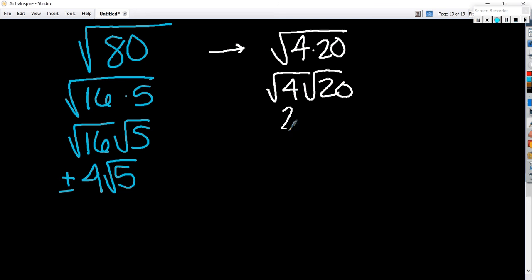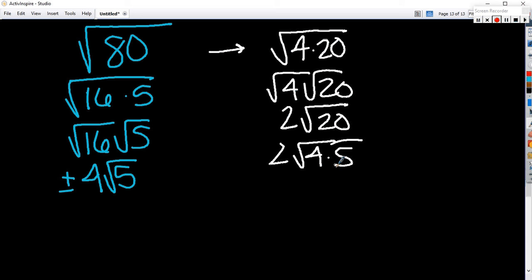The square root of 4 is 2. And I'm at this point. But I look at 20 and I go, wait. I can divide 20 by 4 again, right? 4 times what? 5. 4 times 5 is 20. So now I have 2 times the square root of 4 times the square root of 5.